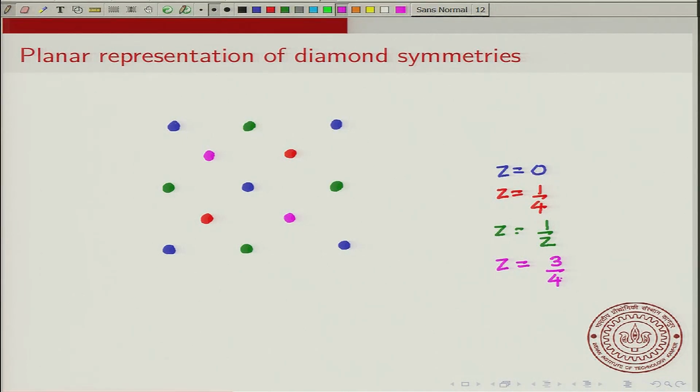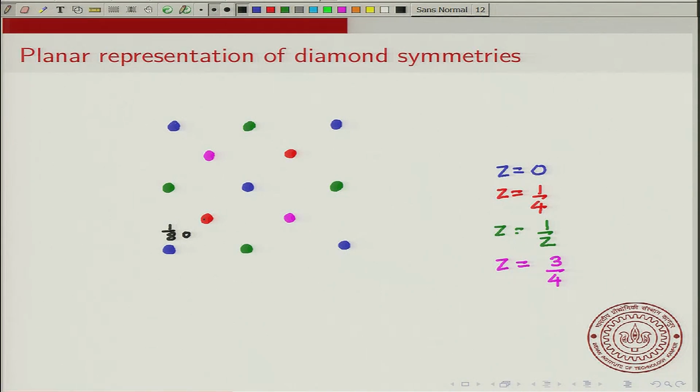Now, you should keep in mind that there is an inversion center right between these two. There is an inversion center at z equal to 1/8. So, this inversion center is at z equal to 1/8, and it is on the line that is bisecting this blue point and this red point.